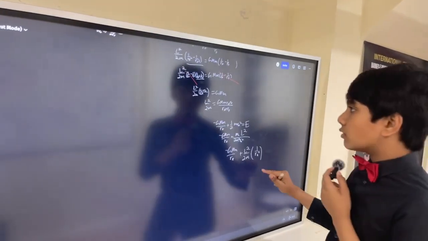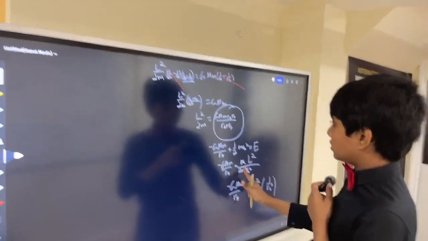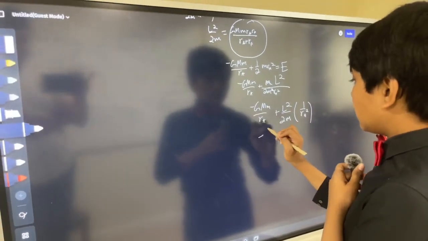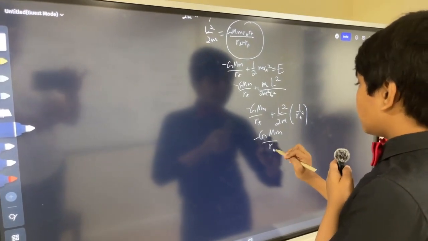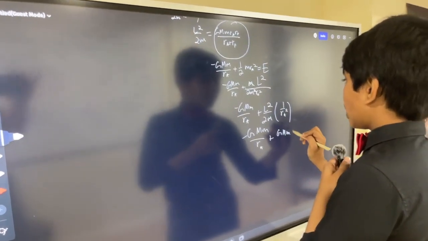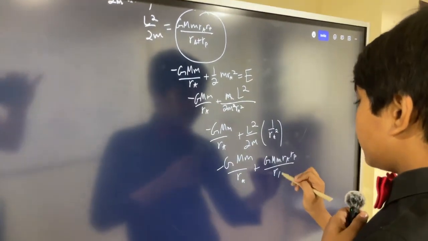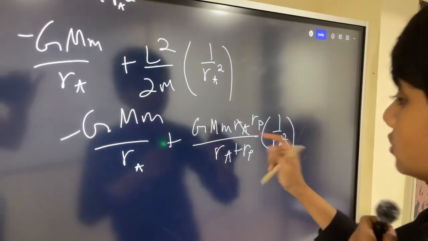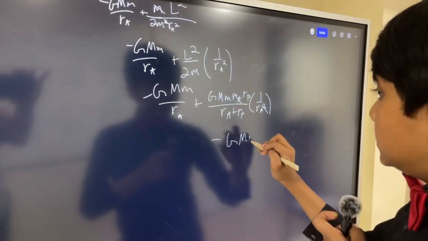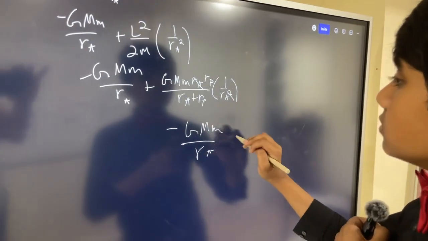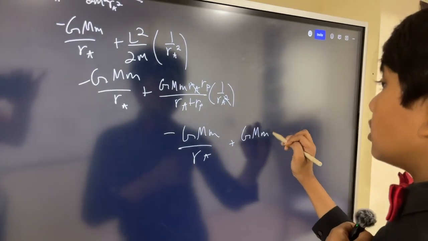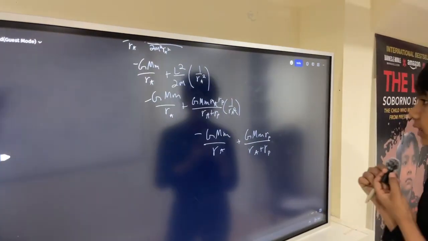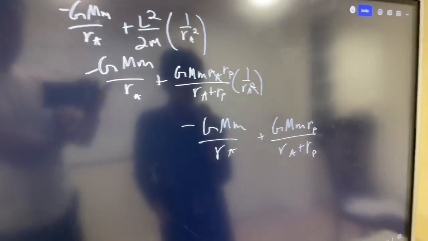Alright, so now what we do is we plug this fella in. And what do we get? For L squared over 2m, minus GMm over rA plus GMm rA rP over rA plus rP times 1 over rA squared. And we cancel, and eventually we get minus GMm over rA plus GMm rP over rA plus rP. Alright, so what are we going to do?